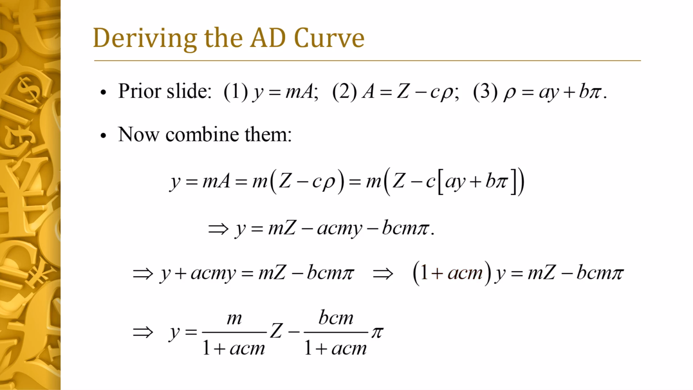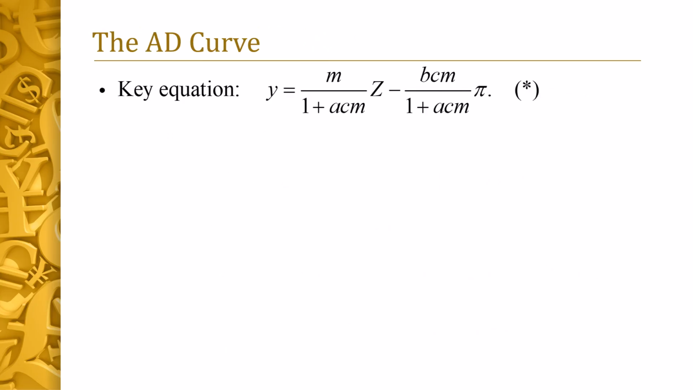In the result, output y is the difference between two terms. The first term is a ratio of positive constants times the demand shock z. The second term is another ratio of positive constants times inflation pi. This equation is the key takeaway from this slide. This key equation appears at the top of the new slide.